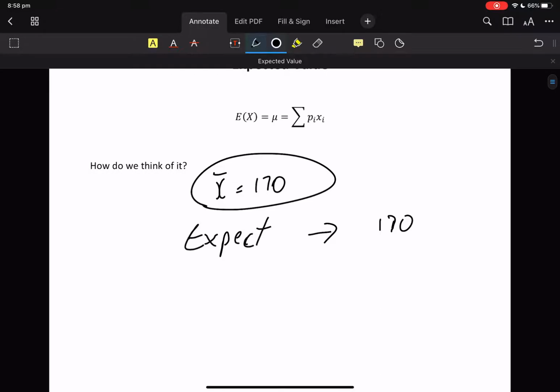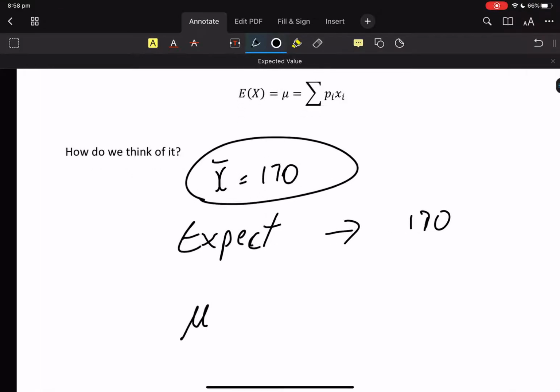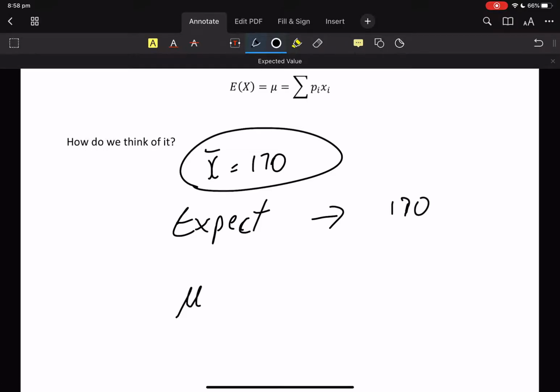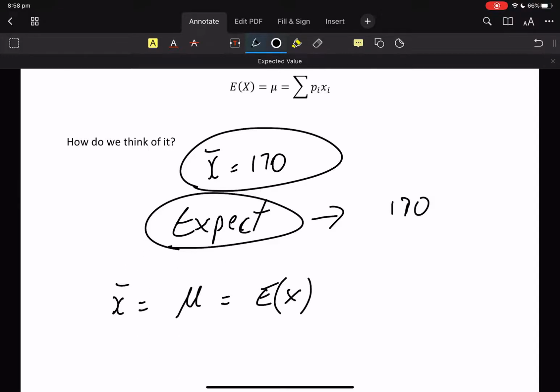In about grade 11, we start talking about average being mu, the centre or average of a distribution. So really we've got X bar is the same as mu. Well, it's also the same as what do we expect. So we're going to say that's the expected value, and then all of a sudden we get this sigma P_i X_i. That's a subscript i. Anyway, we're going to get there. That's how we're thinking about it. Expected is what do you expect to get? What's the average result? That sort of thing.